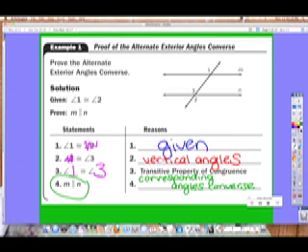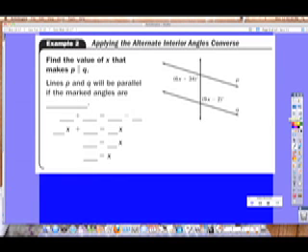This one, let's read our directions. Find the value of x that makes P parallel to Q. Well, if these lines are parallel, what kind of angles are this one and this one? What's the relationship? What has to happen in order for those to be parallel? Yeah, they have to be equal. They have to be congruent.